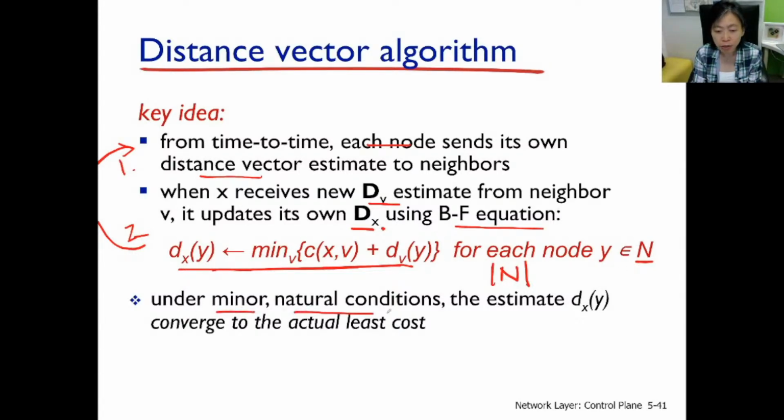Final note here. Under minor natural conditions, the shortest distance from X to Y, at the beginning, it might be really, really bad, but as time goes by, it's going to converge to the actual least cost. Minor natural conditions means that, for normal internet operation, this is going to hold true.